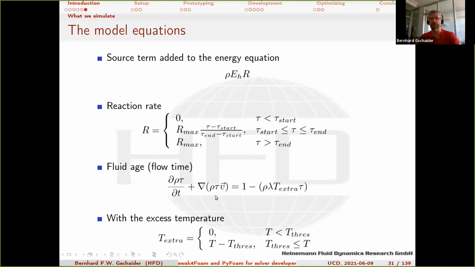Basically, it's a transport equation without a diffusion term, and the dimension of tau is time, so it adds 1 second per second. So it increases the age of the fluid as it moves through the domain. And the last thing is a decay term where the fluid age regenerates once we have reached a threshold temperature.